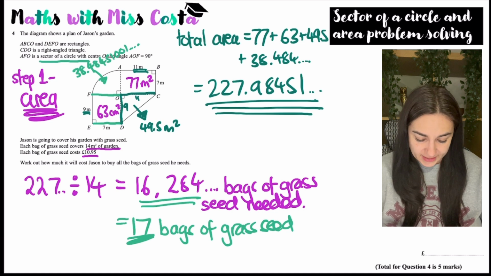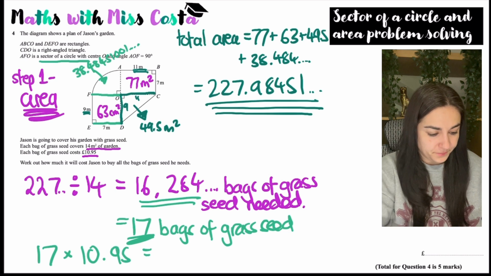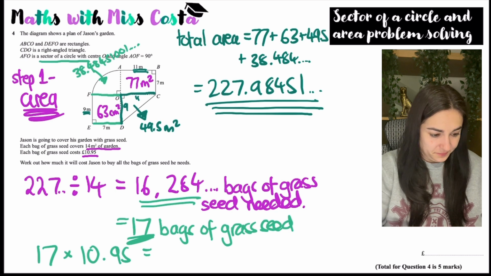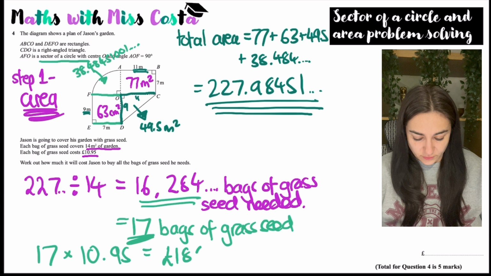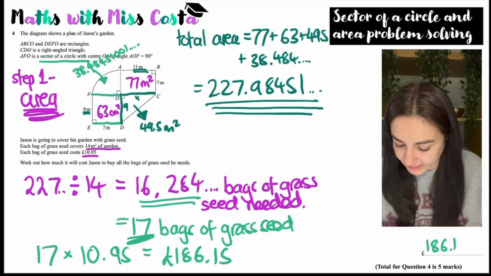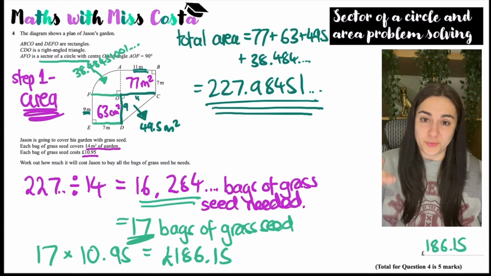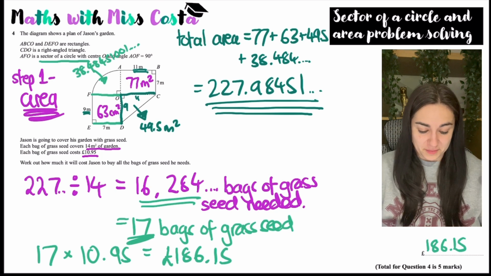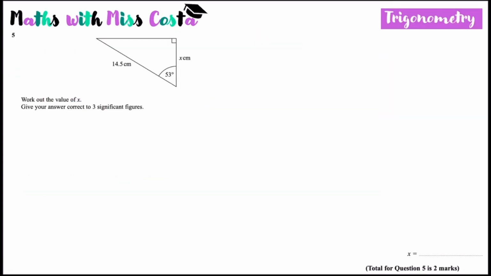And I'm told that each bag costs £10.95. So 17 times £10.95 gives me a cost of £186.15. Okay, so that's how I do that. So you just break up the question, work out the area of each individual little part, divide it by 14 to figure out how many grass seeds needed, and multiply it by 10.95.